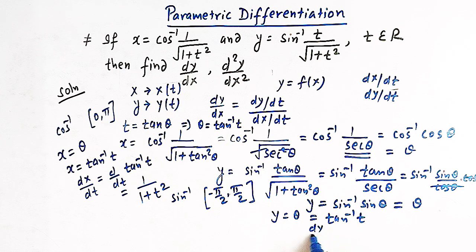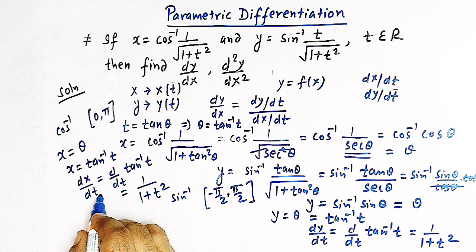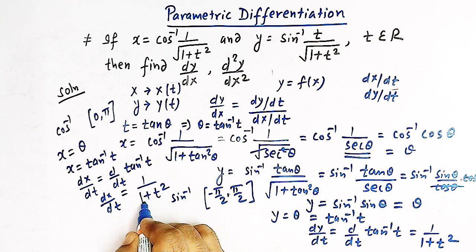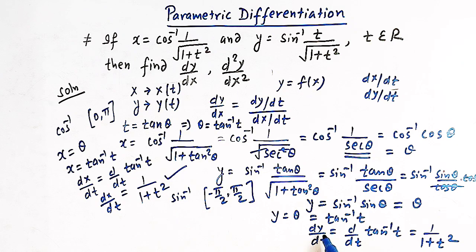Now dy over dt is equal to the derivative of tan inverse t, that is 1 over 1 plus t square. So we have obtained dx over dt as 1 over 1 plus t square, and dy over dt as 1 over 1 plus t square.